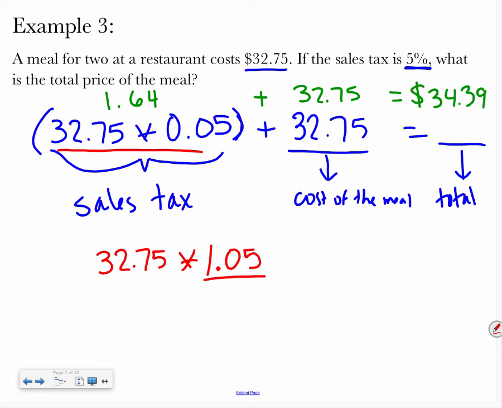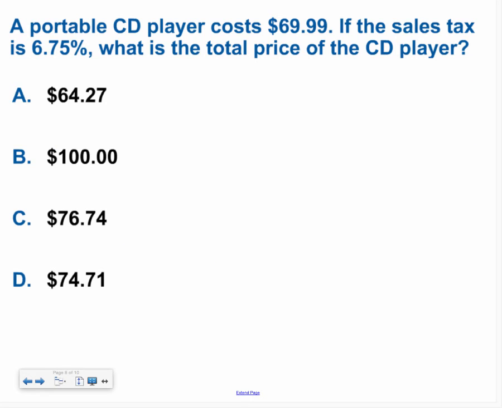So what you can do is you take the original cost of whatever the item is, you multiply it by 1 point, and then whatever your percent is gets tagged on, and then that automatically gives you the final answer, 34.39. So you can see that's much shorter, so if you can remember that shortcut, I highly recommend it. If not, the first way works just fine. Okay, go ahead and try this one on your own.